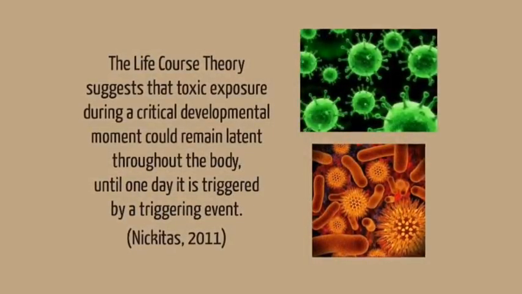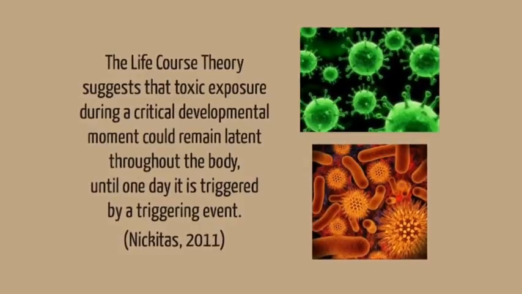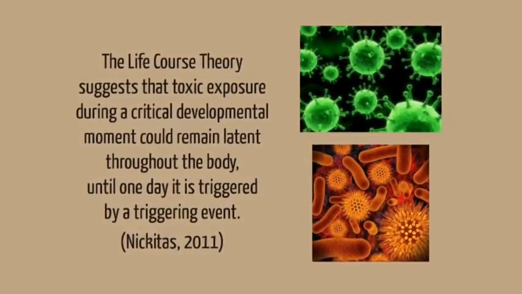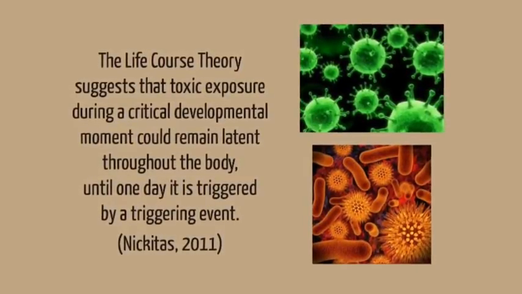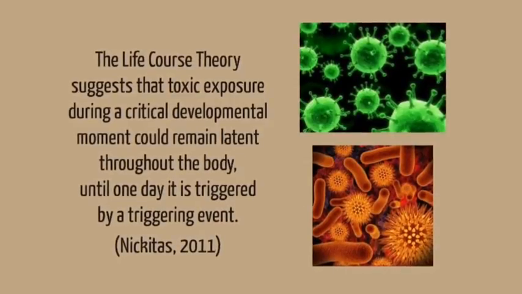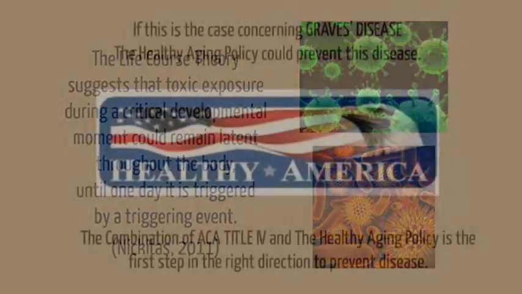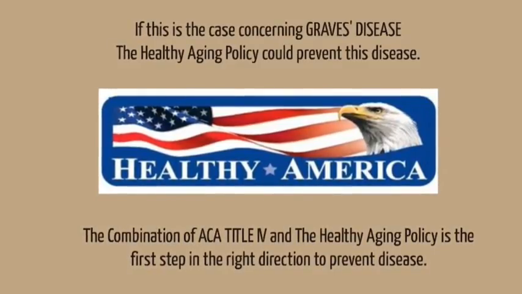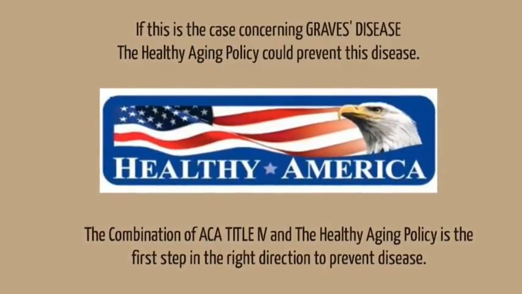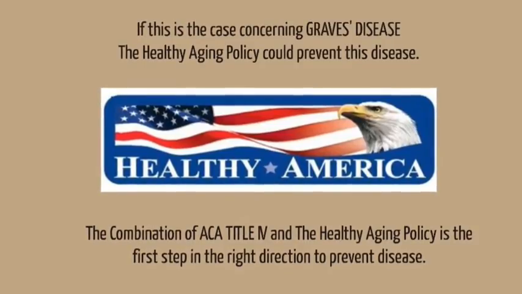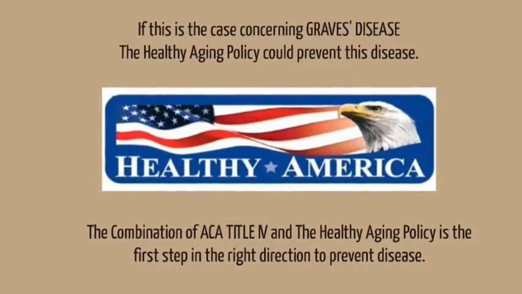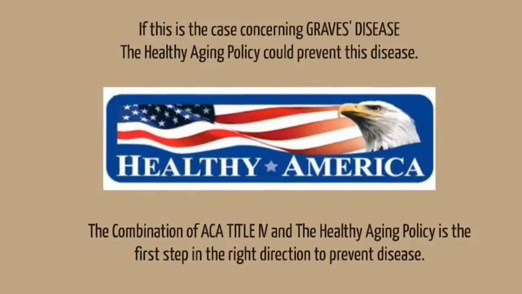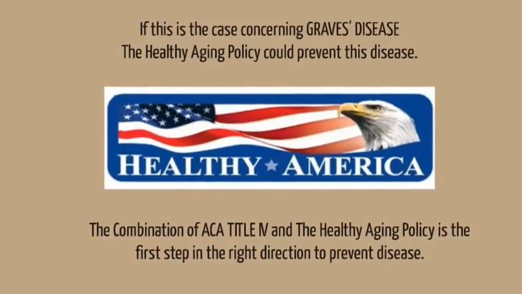The life course theory suggests that toxic exposure during a critical developmental moment could remain latent throughout the body until one day it is triggered by a triggering event. If this is the case concerning Graves' disease, the Healthy Aging Policy could prevent this disease. The combination of the ACA Title IV and the Healthy Aging Policy is the first step in the right direction to prevent disease.